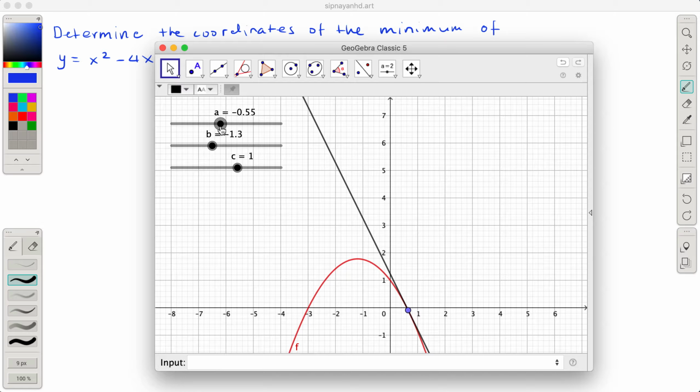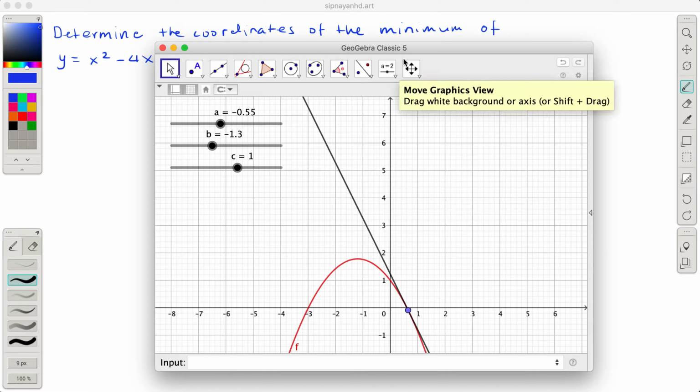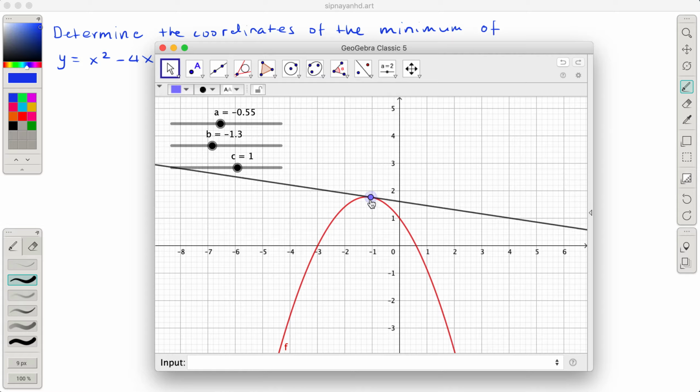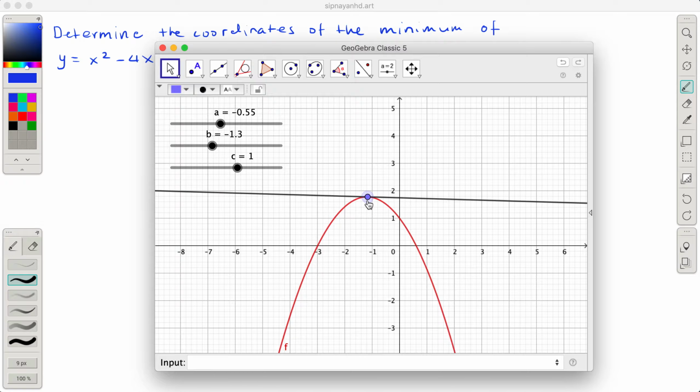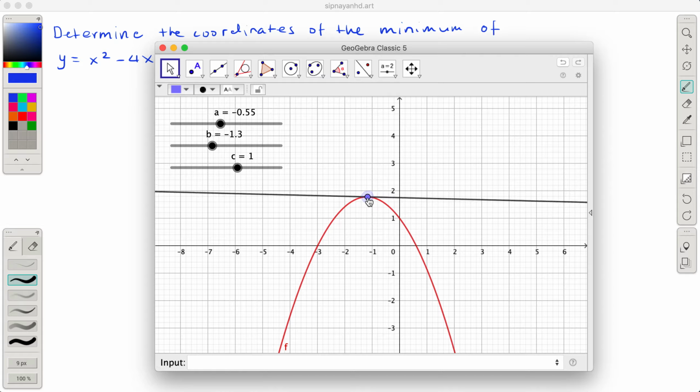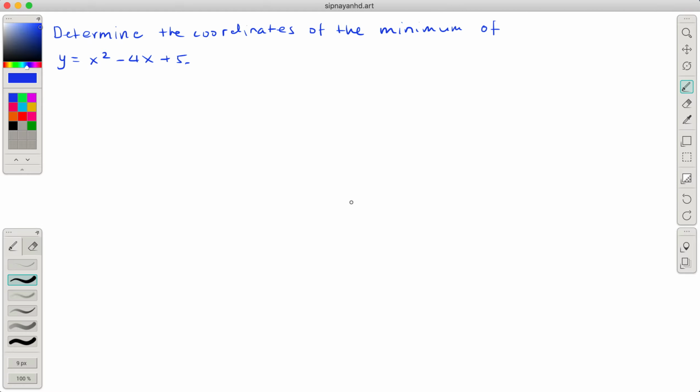Or pag a is less than 0, so the parabola opens downward, which means that the maximum is nandito. Ganon din, ang slope rin niya ay 0. Kasi yung tangent line ay horizontal line. So we will use that concept to use derivative to determine the coordinates of the minimum and maximum of a quadratic function. Okay?